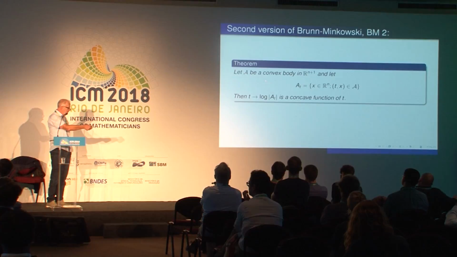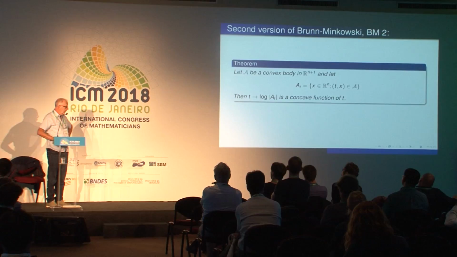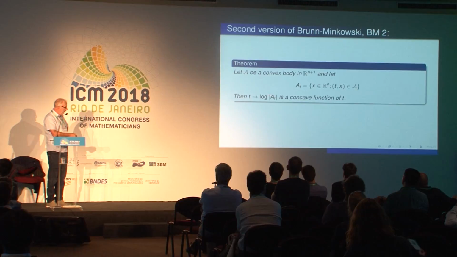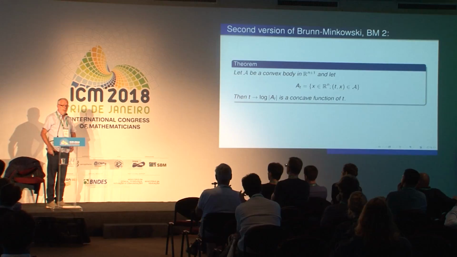You fix the first variable in Rn plus 1, you're left with n variables, and then those n variables, the whole thing together, should lie in A. So you look at the vertical slices of the convex body. And then the conclusion is essentially the same. The volume of A_t satisfies a concavity property. You might also notice that I sneaked in a logarithm instead of the volume raised to the power 1 over n, but that's actually not a big deal here.